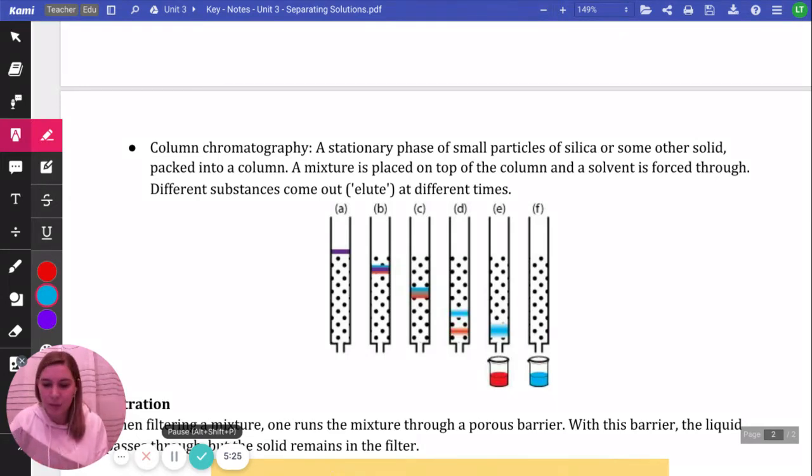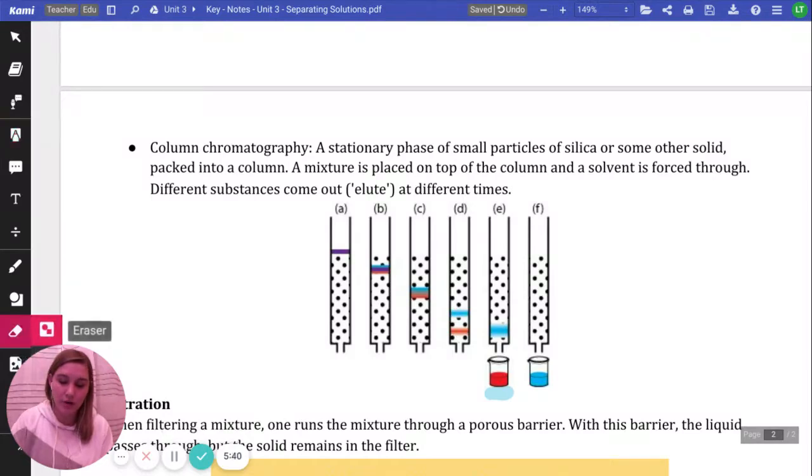For example, here we have a purple dye. It's going to separate out into red and blue. Red travels a little faster, so they're able to collect the red dye. Once they've collected all the red dye, they move the beaker and collect all the blue dye as well. So that's column chromatography.